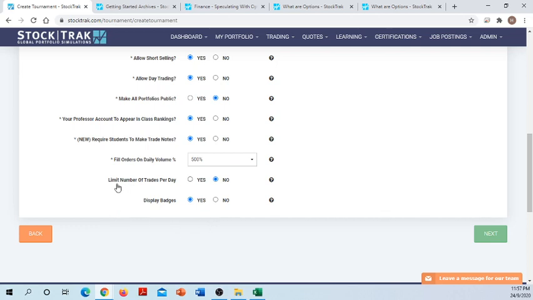Now, this option here is if you want to limit the number of trades per day, and if you want to display badges. These badges are like the nicknames your students create for themselves, so you can control whether or not their badges will appear in the rankings.